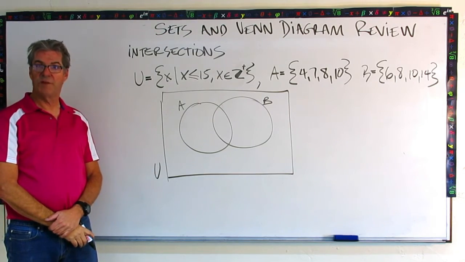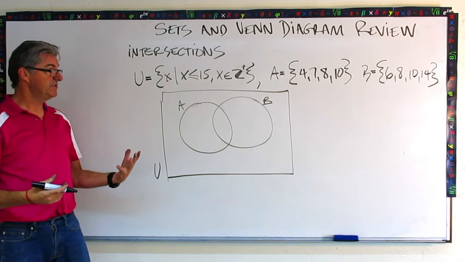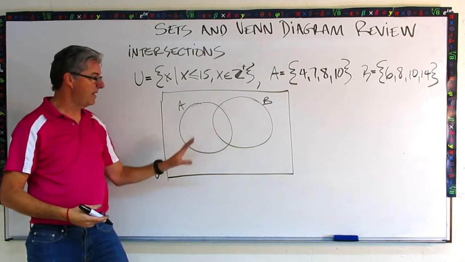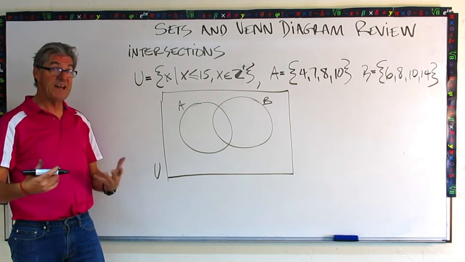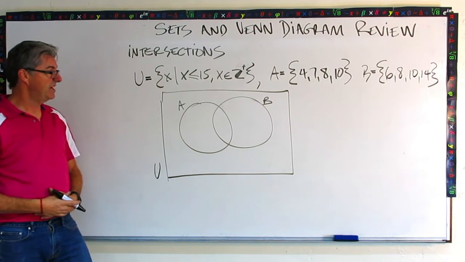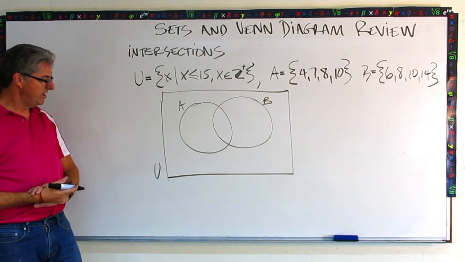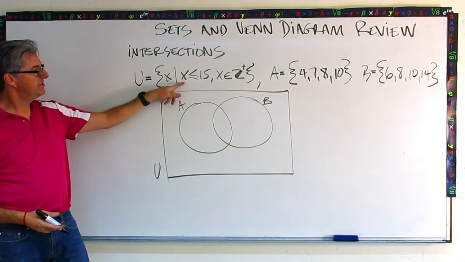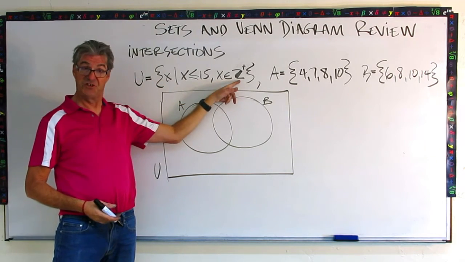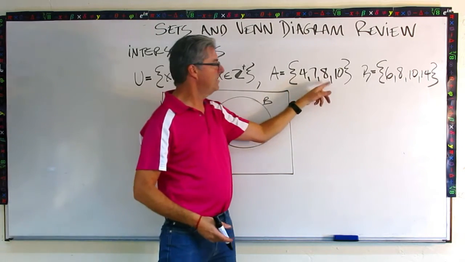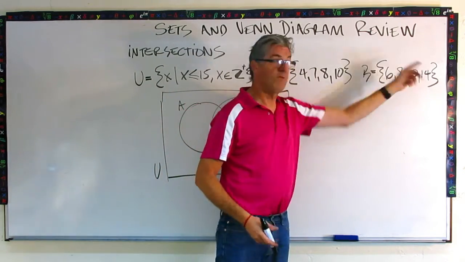Okay, let's do a more complex Venn diagram. This one deals with intersections, and you notice I have 2 circles in my rectangle, and there's this area where the circles overlap, and that is the intersection of 2 sets, A and B. So let's take a look at our universal set. All x such that x is less than or equal to 15, and x is an element of the positive integers. Set A: 4, 7, 8, and 10. Set B: 6, 8, 10, and 14.